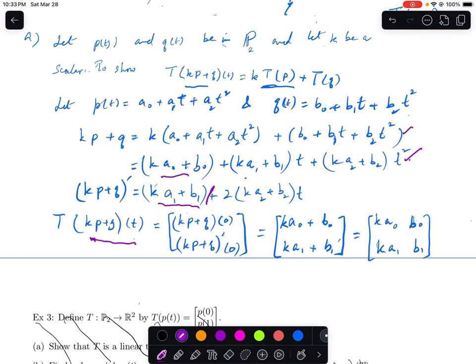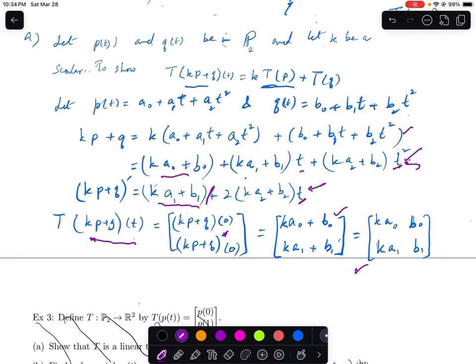So now what will be the image of this polynomial kp plus q? It will be when you plug in 0 in the polynomial. So if you plug in 0 in this polynomial here, this term is 0, this term is 0, so you are only left with k a0 plus b0. And when you take the derivative at 0, we found the derivative in here, so only this term is 0. So the first term is left, k a1 plus b1. So this is what I have.